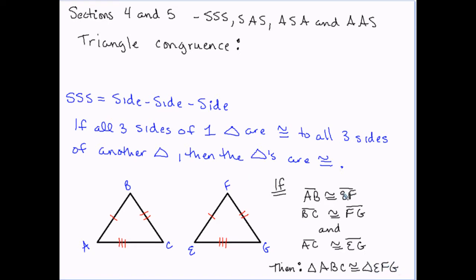So if we have three sides that are congruent, all three sets, then the triangles are congruent, which would mean that the angles would also be congruent. So if you have all three sides congruent, all three angles would also be congruent.